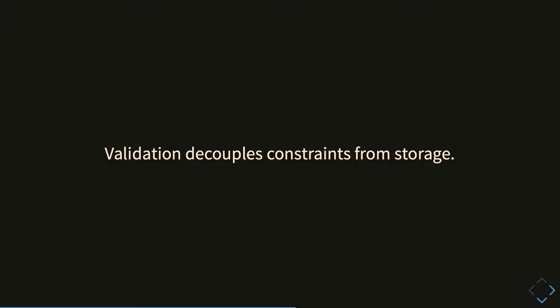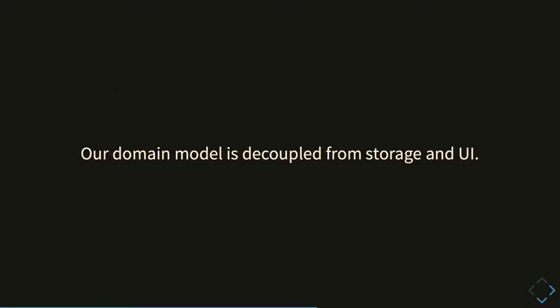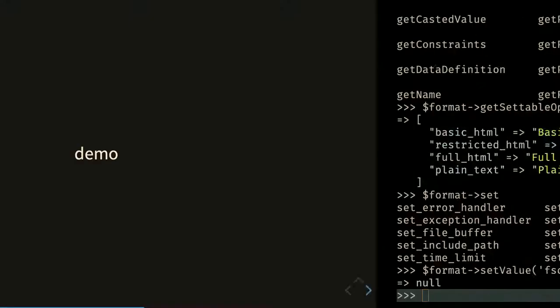So we have a validation system that allows us to do that, and it also allows us to decouple constraints from forms, which is how it was handled in Drupal 7. If you wanted to, for example, mark something as an email, you had to validate it was an email as part of the form widget. This has all been moved onto the entity data object, which means our domain model is decoupled both from storage and UI, which has interesting potentials that we'll look at later concerning serialization. Right, back to the demo.